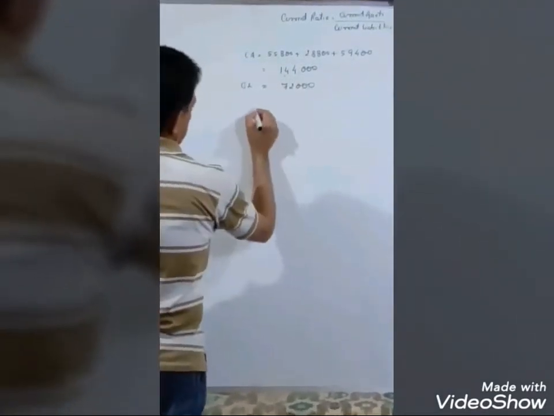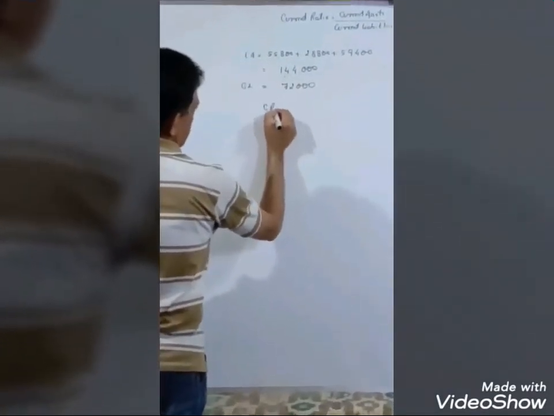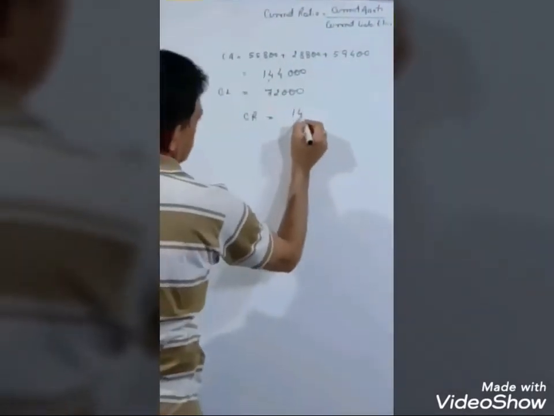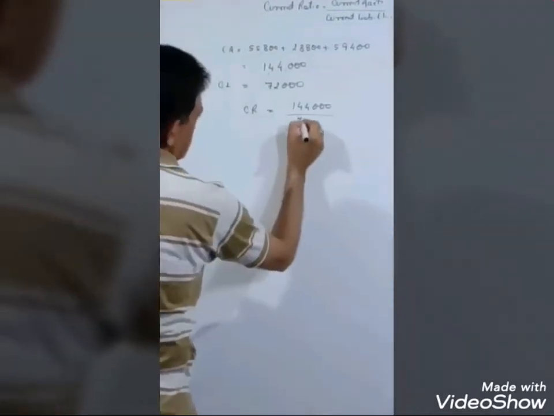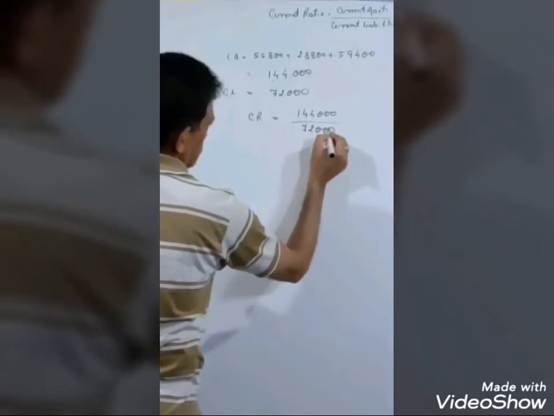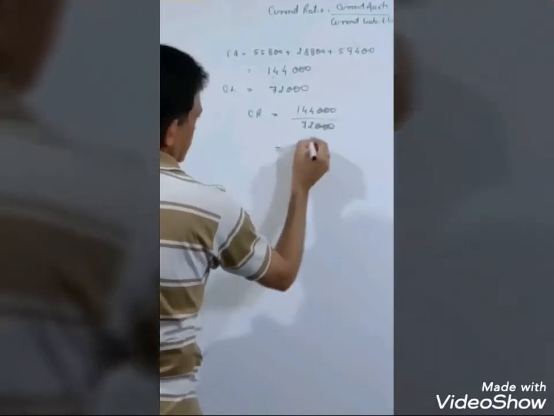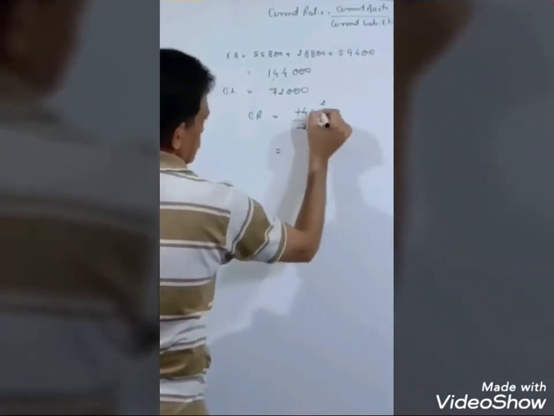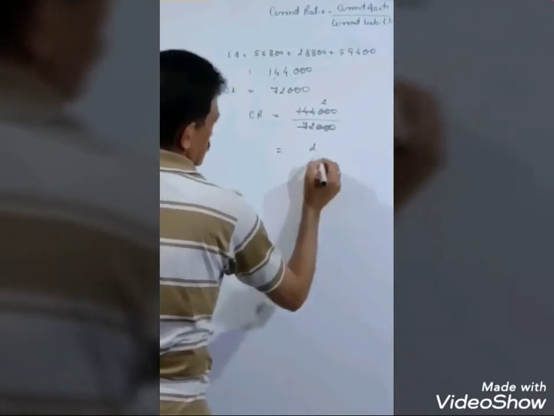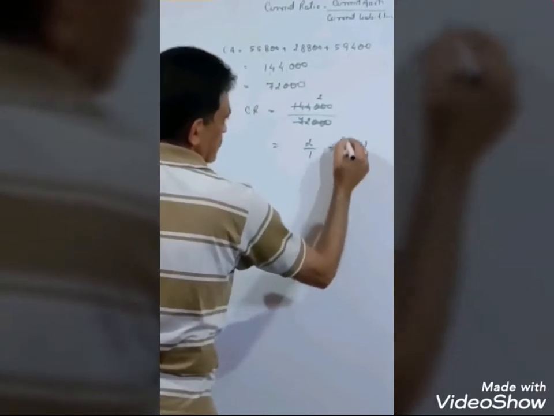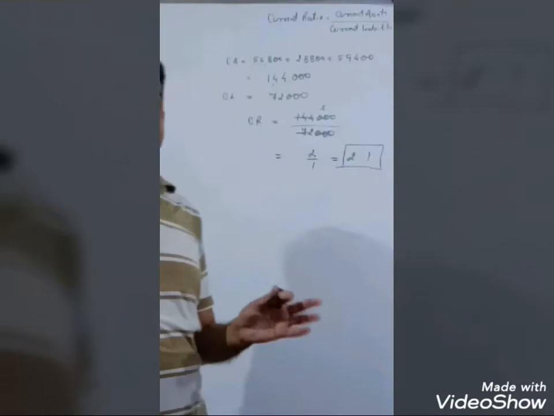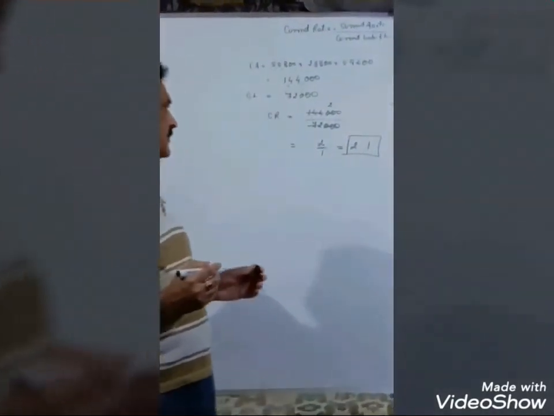Now current ratio. Therefore, current ratio equals current assets 1,44,000 and current liabilities 72,000. After calculating, we will get 2. We will write it 2:1. This is current ratio, equivalent to the standard ratio 2:1.